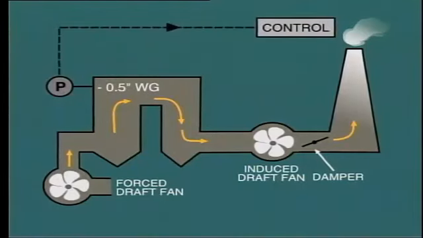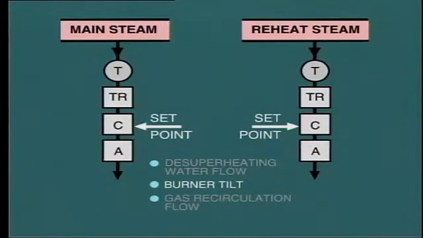Steam temperature control is also independent of the combustion control system. Final and reheat steam temperatures are measured and processed through a controller to actuate one or more attemperating devices such as adjusting the flow of de-superheating water, adjusting the tilt of the burners, adjusting the flow of gas recirculation.